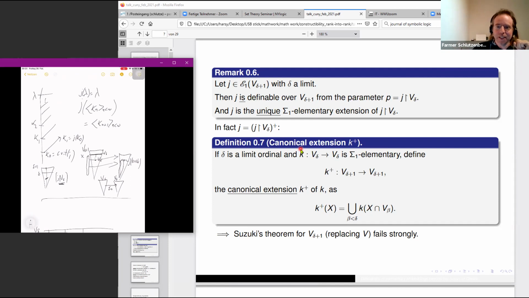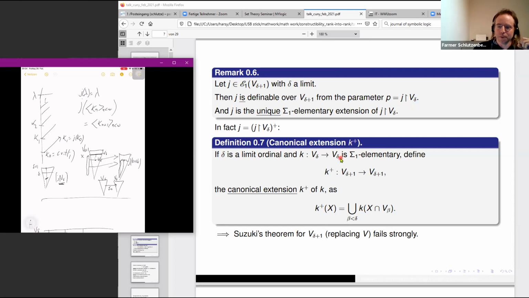Okay, so Suzuki's theorem blocked definable-from-parameters elementary embeddings from V into V, but if we replace V with this V_{δ+1} here, then that fails, right? Because we can define it from this restriction, and it fails in a strong way because every embedding of this form is definable from parameters. In fact, it's definable in a uniform fashion from a certain parameter. So we get a very different picture compared to the one with Suzuki's theorem in a ZF model.